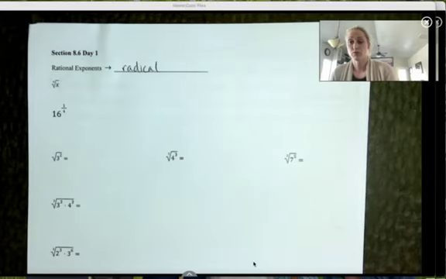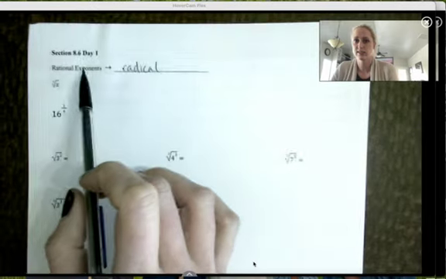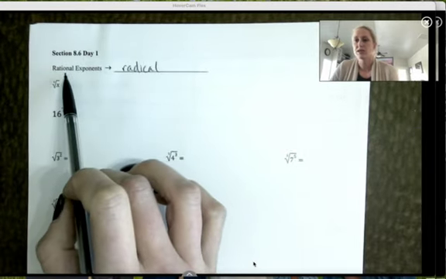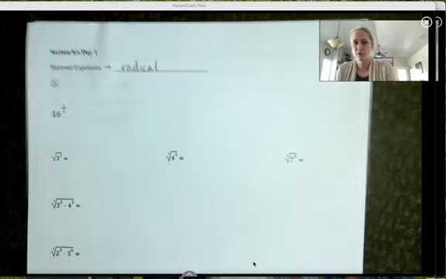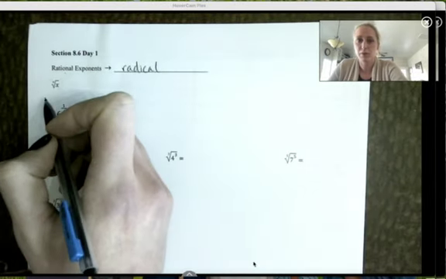Going to be talking a lot about radicals, and so we're going to make a connection today in 8.6 day 1. Anytime you see a rational exponent, that means a fraction exponent. What that means is it's a radical, okay? So these are different parts of a radical.